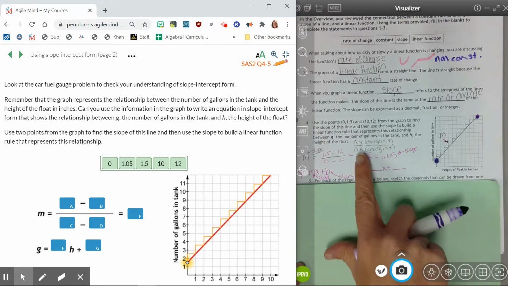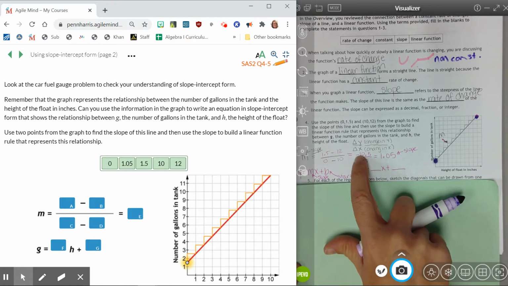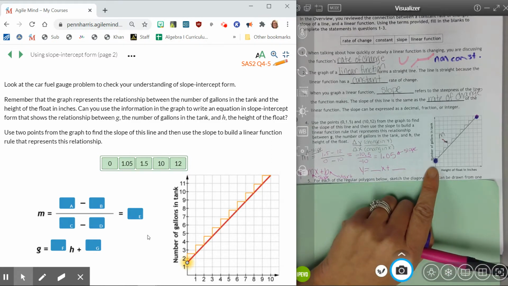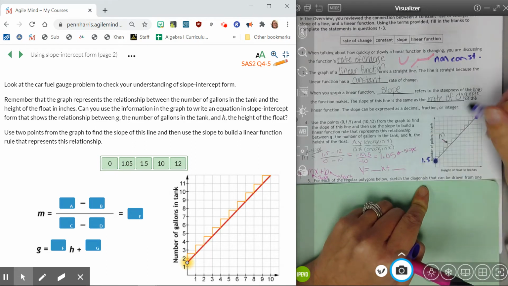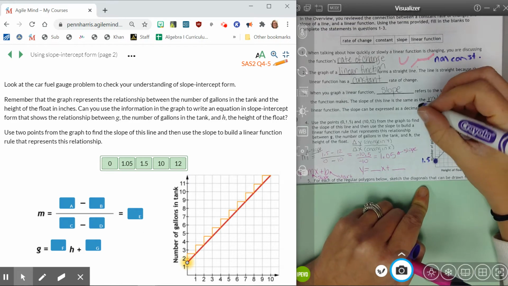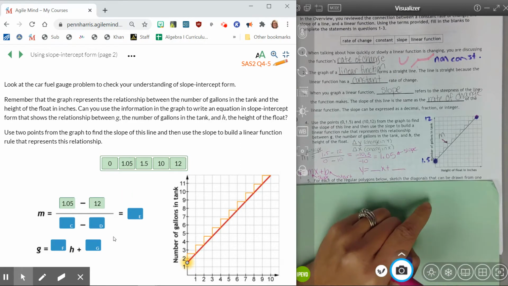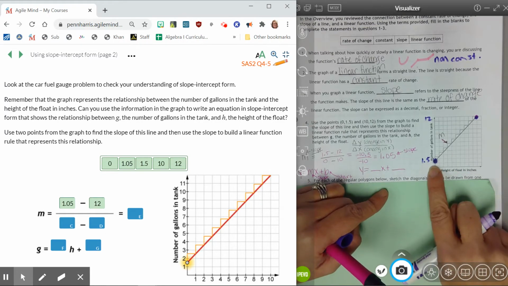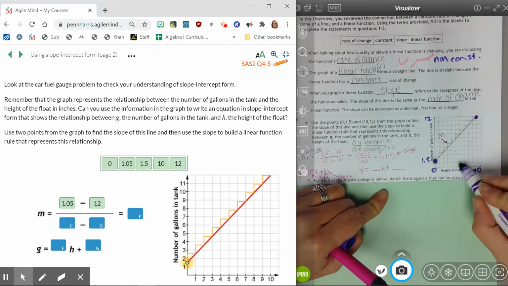This means the change in the y values divided by the change in the x values. Let's talk about the y values first. The y value here is 1.5, and the y value way up here is going to be 12. So I'm going to plug those in, 1.5 minus 12. And then the change in my x value. We're going to start again with this one. The x value right here is 0, and all the way over here is 10. If you count them out, that's 10. So we're going to say 0 minus 10.